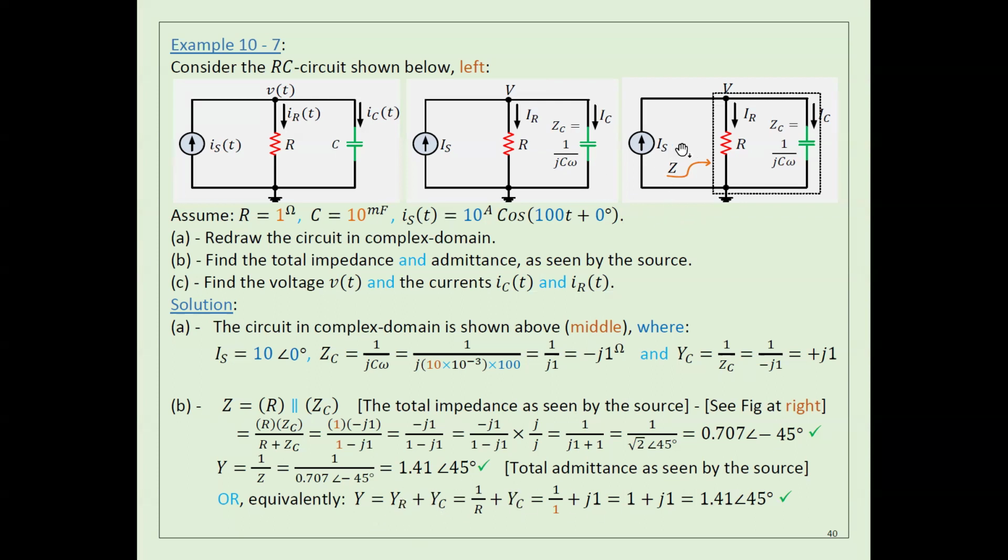the total admittance means 1 over R. So what is the admittance of R? 1 over R. What is the admittance of the capacitor? 1 over ZC. So I can say 1 over Z equivalent, which is Y, the total admittance, equals 1 over R plus 1 over ZC.